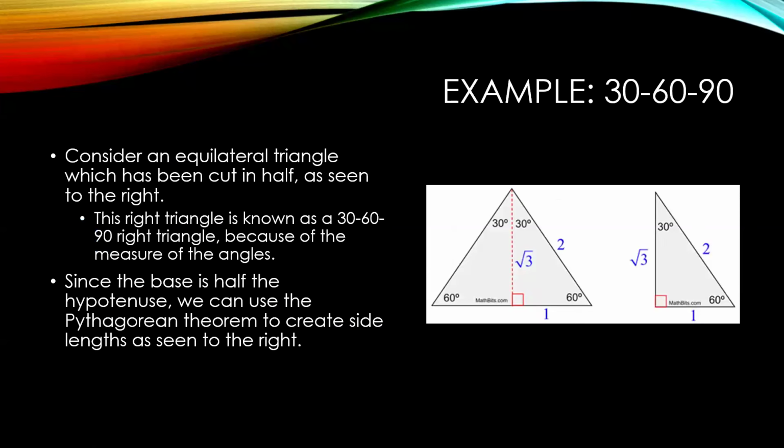And so let's consider an example. Here is our 30, 60, 90 right triangle. Consider the equilateral triangle to the right, and we'll pretend this is an equilateral triangle. If we cut it in half, then we'll see that we get this new triangle. This new triangle is going to have one angle of 30 degrees, one of 60 degrees, and one which is a right angle. Using the Pythagorean theorem, if the bottom side is 1, the hypotenuse is 2, and this left side is going to be the square root of 3.